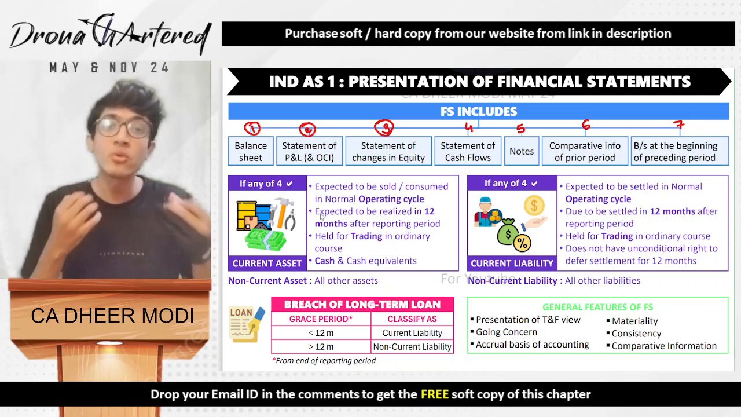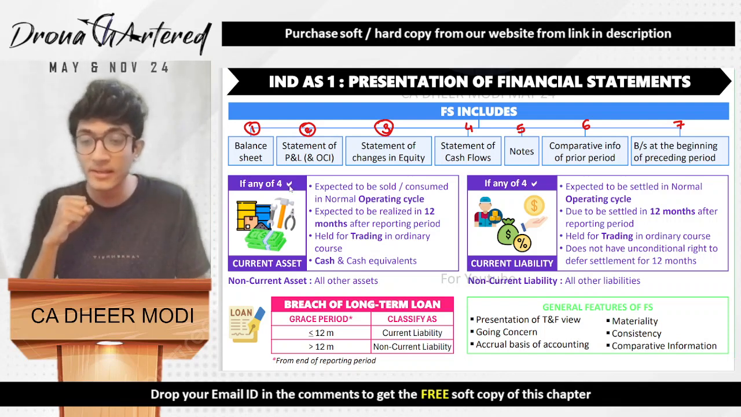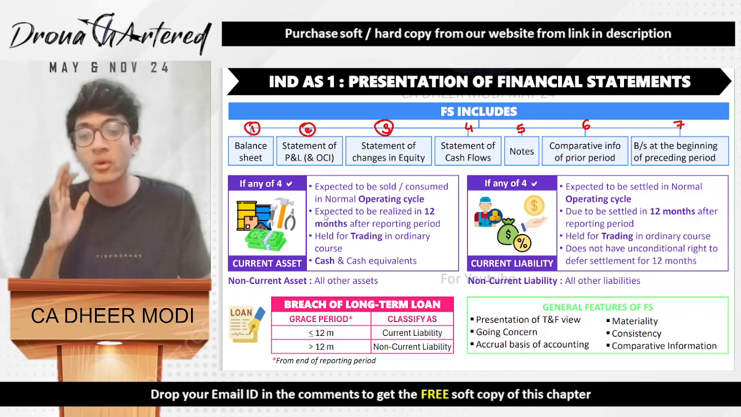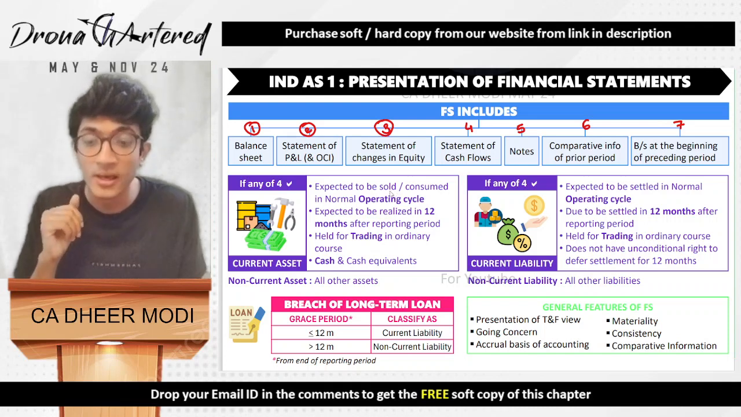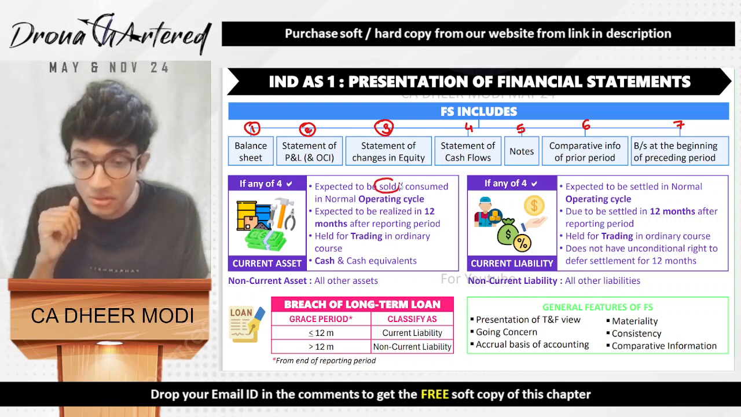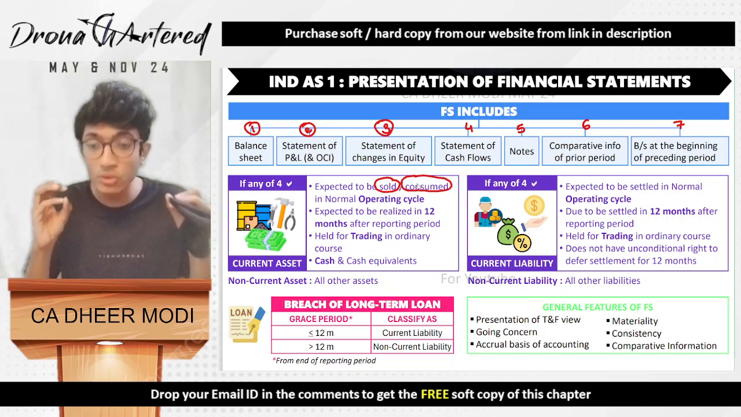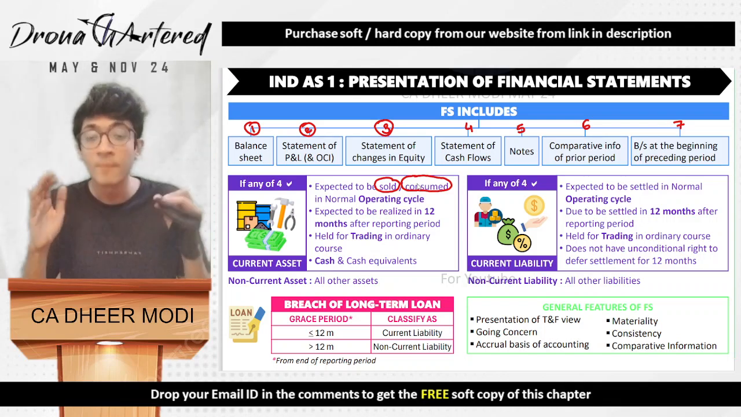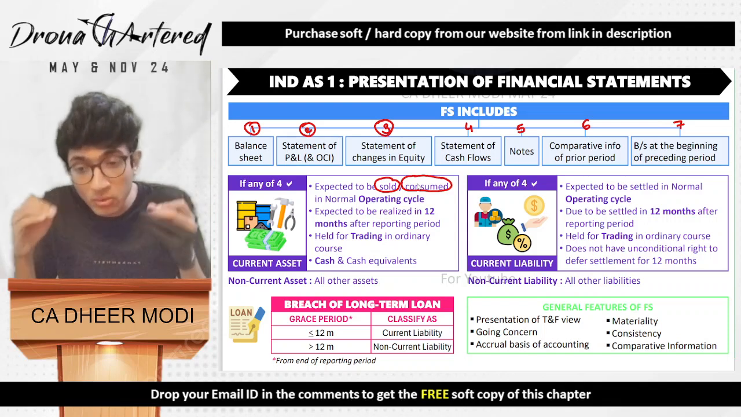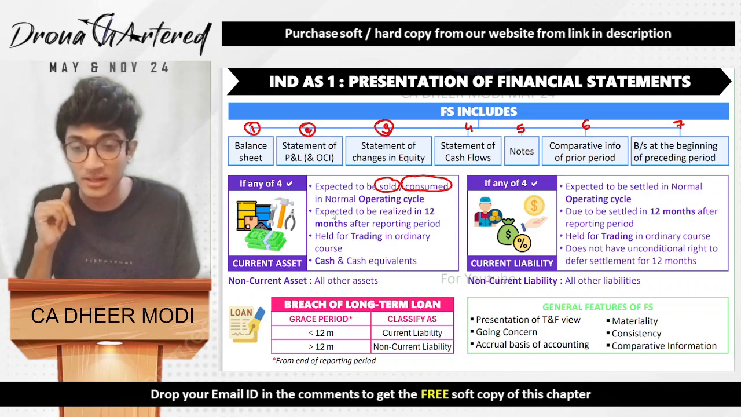Now they have defined what is a current asset and what is a current liability. For a current asset, if any of the four conditions is satisfied, it becomes a current asset. That is, if it is expected to be sold or consumed in a normal operating cycle. A lot of you have the notion that it must be done within 12 months, but no. If the operating cycle is, for example, 18 months, and it is expected to be sold or consumed within the 18 months, then it will be considered a current asset.